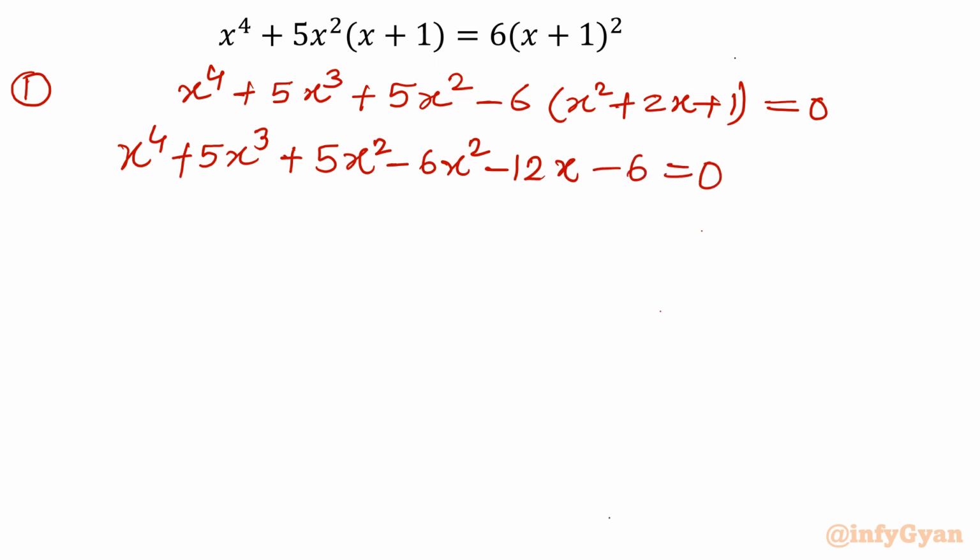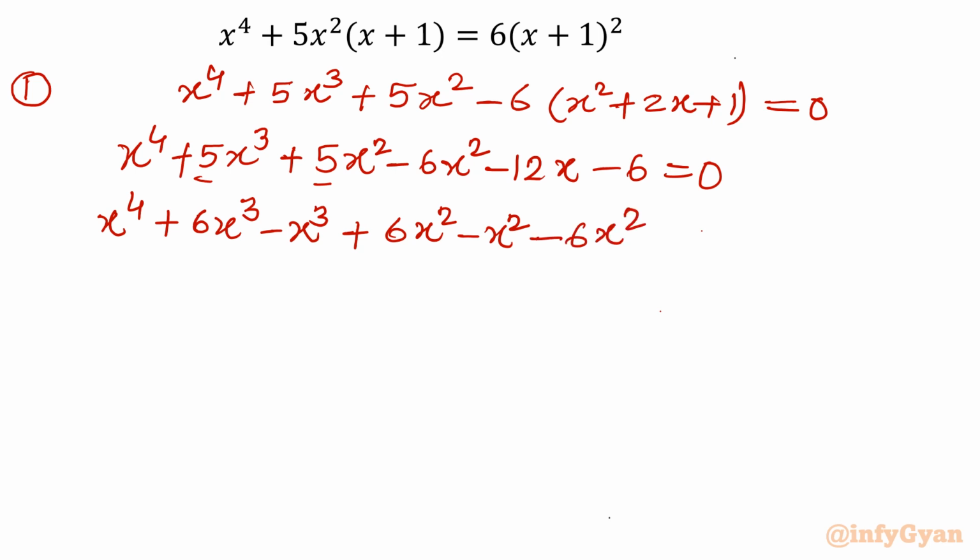Now 5 I will write at two places. I will write 5 as 6 minus 1. So I will write x power 4 plus 6x cube minus x cube. This is 5x cube. Similarly, I will write 5x square as 6x square minus x square. This is called trick or manipulation. Minus 6x square as it is unchanged. Now minus 12x, I will write minus 6x minus 6x.